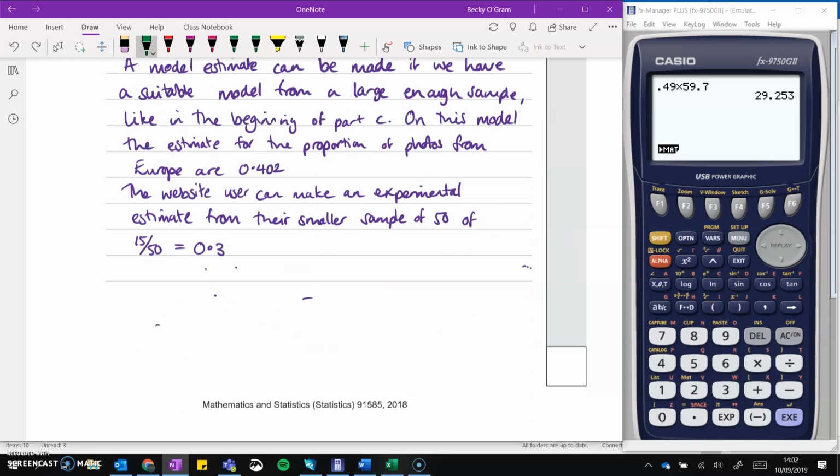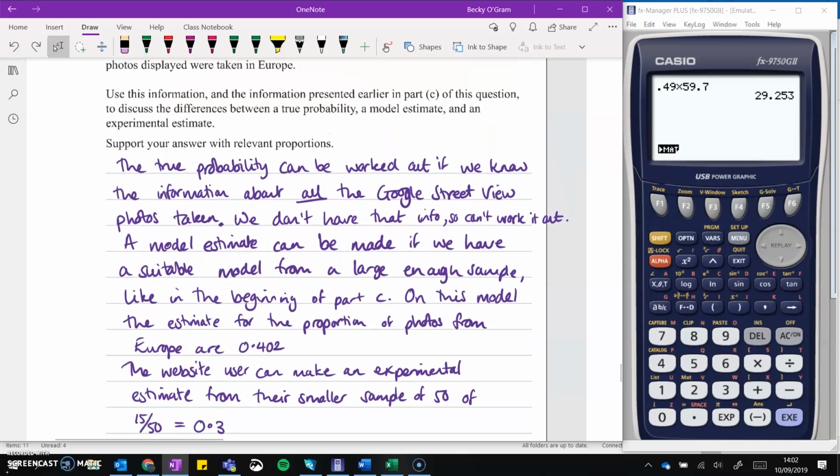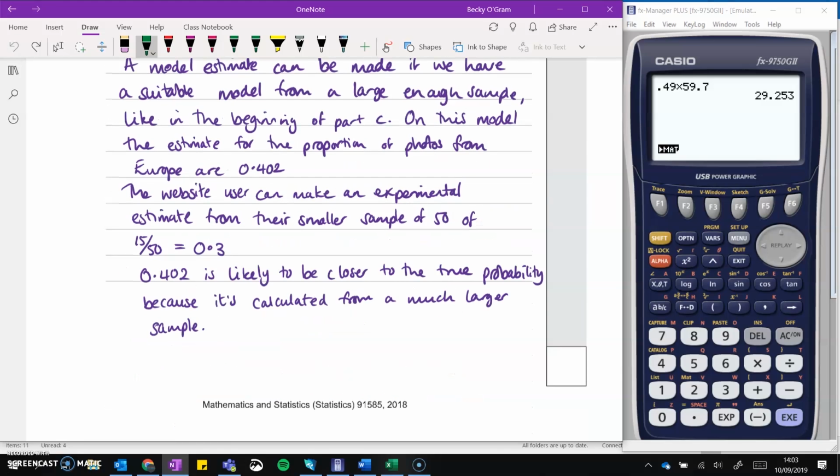Then the website user themselves can make an experimental estimate from their smaller sample of 50. So they just ran one experiment and they get an experimental sample from that. And if we're wanting to discuss and compare those differences, we can then say 0.402 is likely to be closer. So this model estimate that we had is likely to be closer to the true probability because it's calculated from a much larger sample.